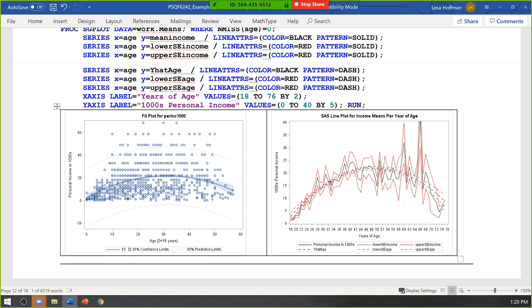Making a picture is probably the easiest way to do it. So the picture on the left is spit out by default when you run GLM. The one on the right is the one that I made with all of this extra code.